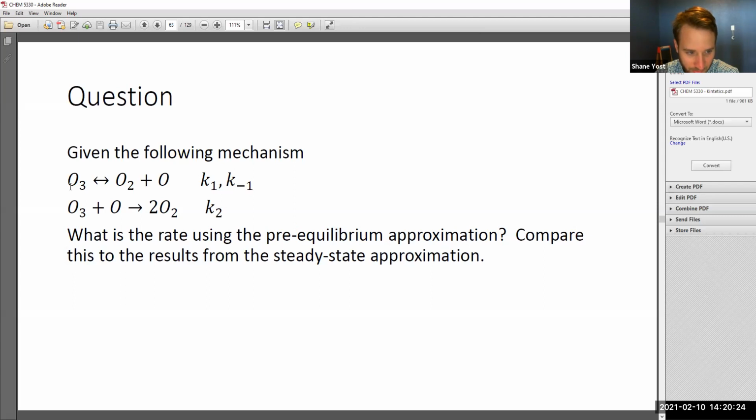You could do the same thing here, work out the steady state approximation and the pre-equilibrium, and you'll see that they're very much related to each other for this simple mechanism. The pre-equilibrium is actually just an approximation of the steady state. So, other questions?